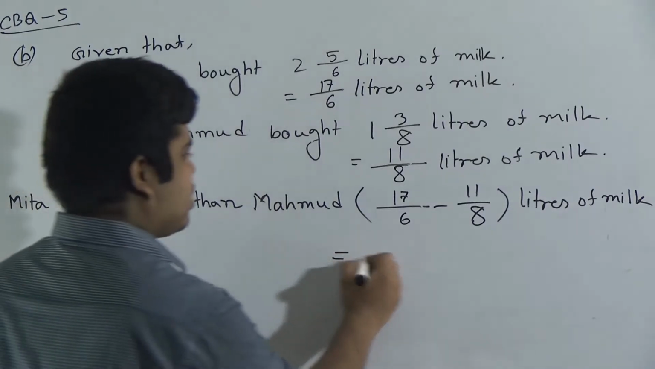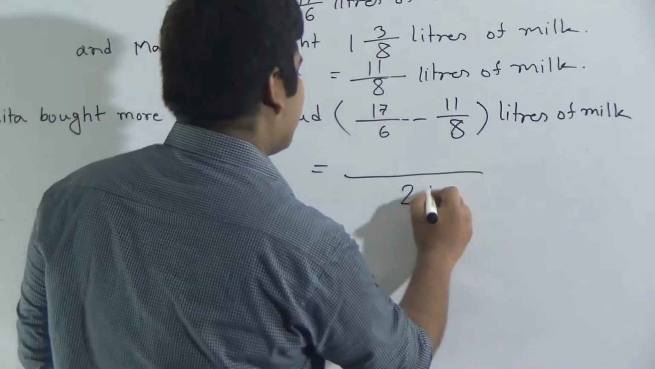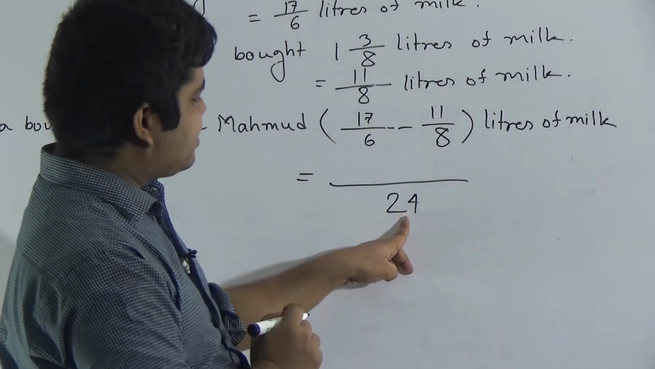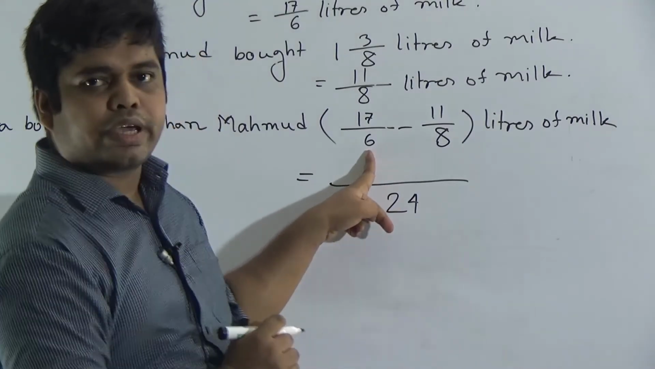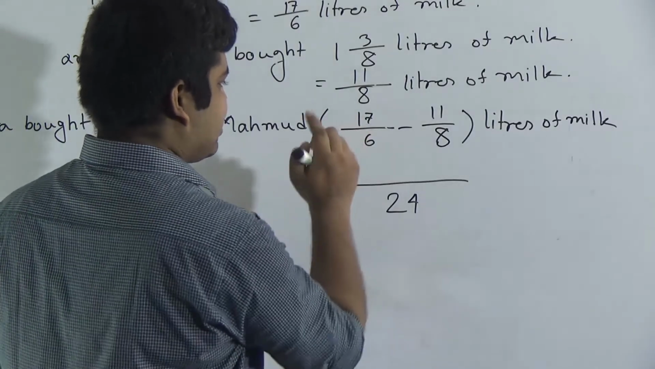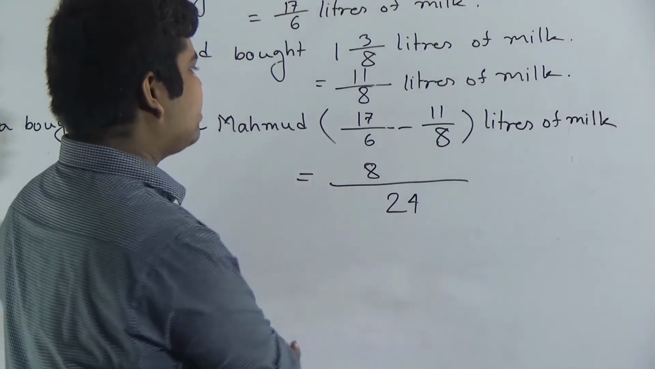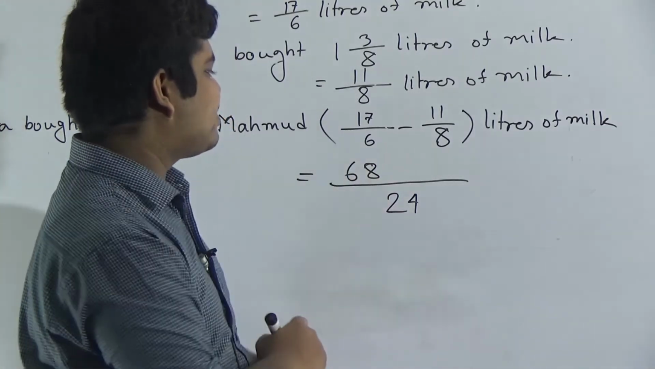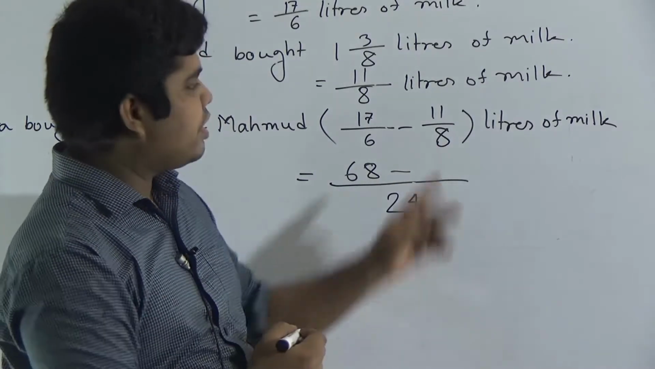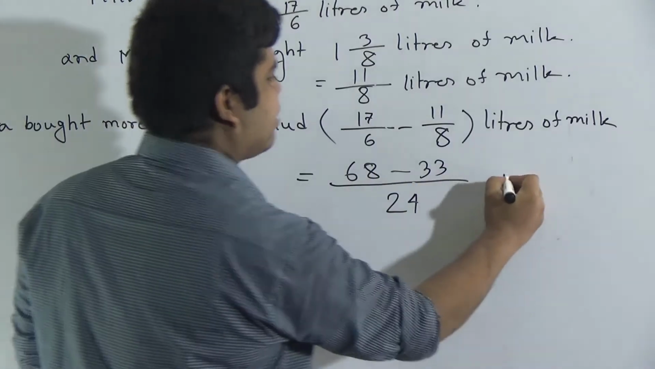Now we subtract. What is the LCM of 6 and 8? The LCM of 6 and 8 is 24. We have already found it in question number A. Okay, now we divide 24 by 6 and we get 4. This 4 is multiplied with this 17. 7 4s are 28, carrying 2. 4 1s are 4 and 2 is 6. So 68. Next we divide 24 by 8 and we get 3. 3 is multiplied with 11 and we get 33 liters of milk.